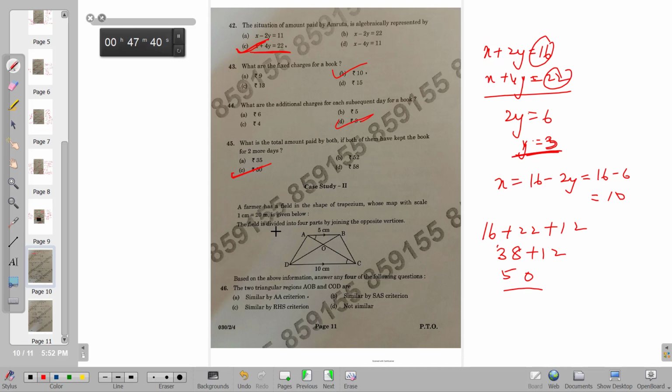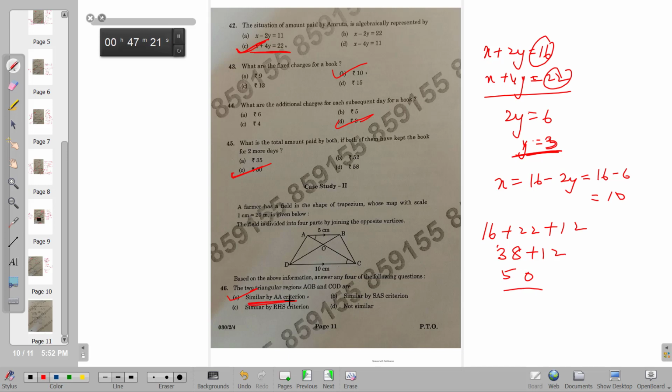Next one. This field is divided into 4 parts by joining opposite vertices. Okay, so this would be similar by what? It would be similar by AA criteria, right? This will be similar by AA criteria over here. For sure, this will be similar by AA criteria.